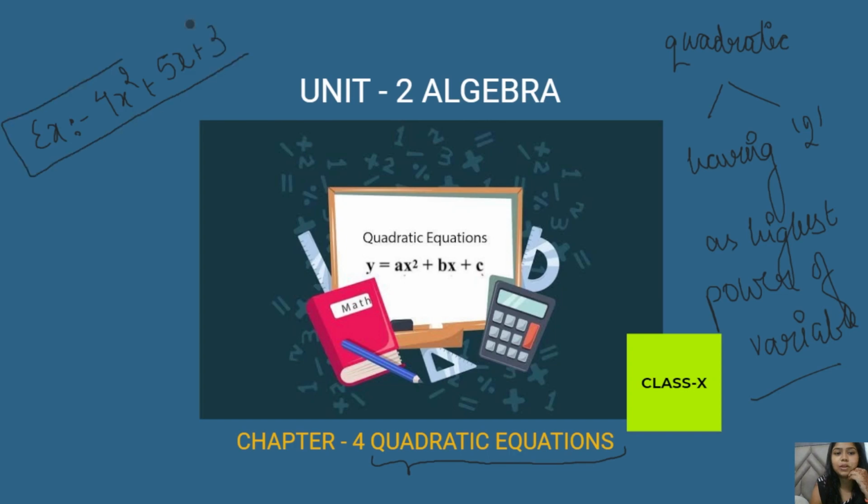I told you about certain types of polynomials like quadratic, linear, cubic. So quadratic is one of them. And what do you mean by quadratic? Having degree equal to 2, when any equation has 2 as the highest power of the variable. So this is what we call a quadratic equation.